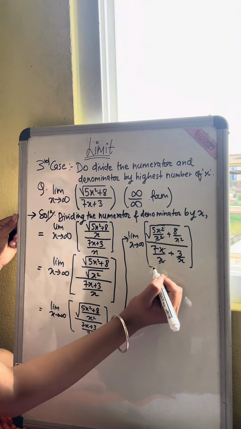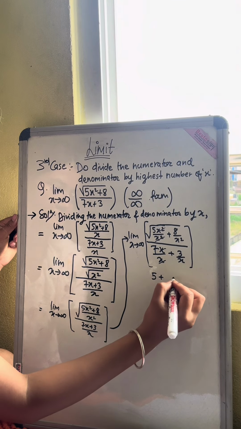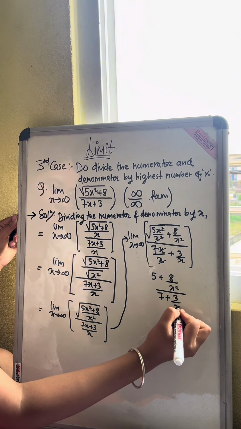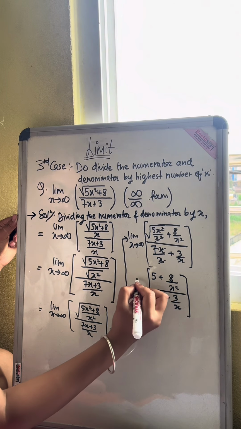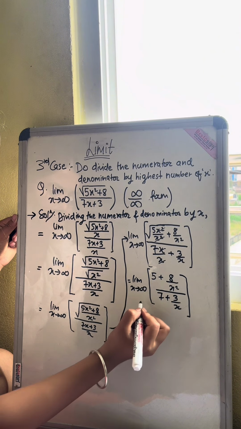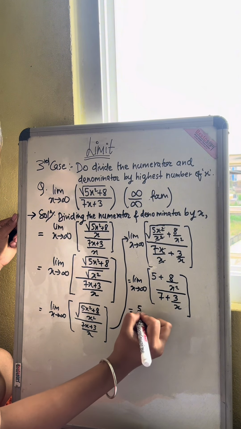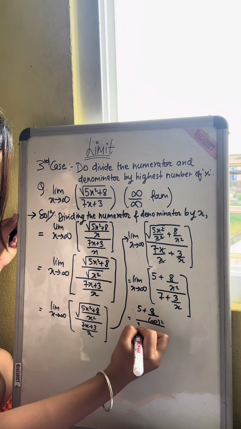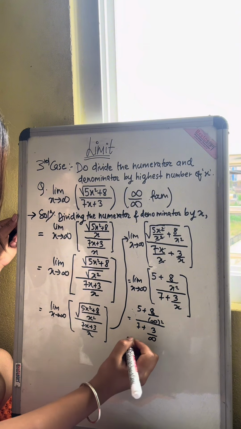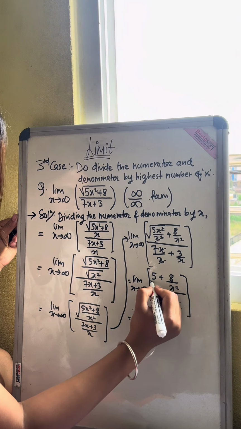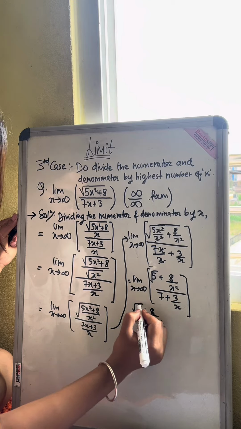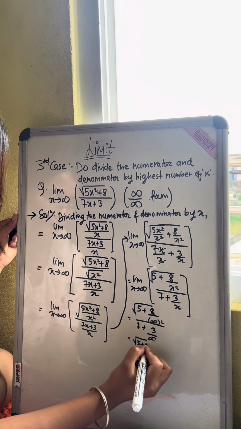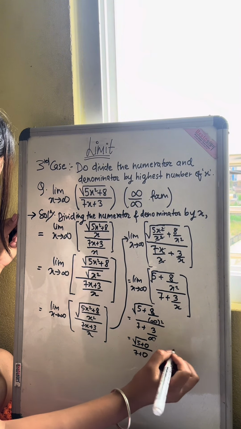Here we can cancel the x, and the remaining is 5x plus 8 upon x square and 7 plus 3 upon x. Now putting the value of x, which is infinity, and we already know that infinity square is equal to infinity, and finite value upon infinity is always 0. So the final answer is root under 5 upon 7.